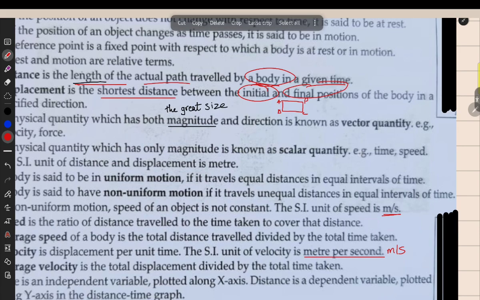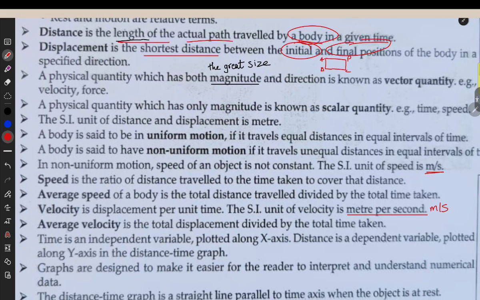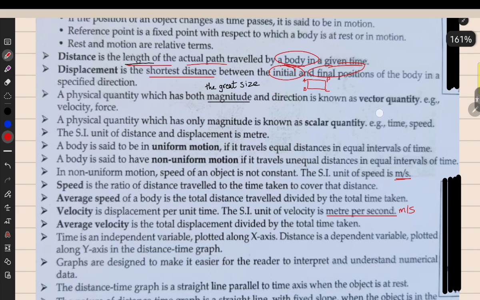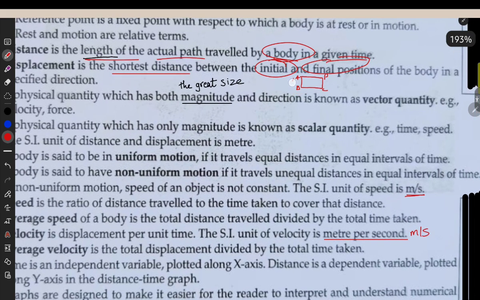A person is starting from A, moving to B, and he stopped in between at C. He covered A to B as 10 centimeter, and B to the middle of C is 15 centimeter. So what is the total distance he covered? The distance he covered is 25 centimeter.